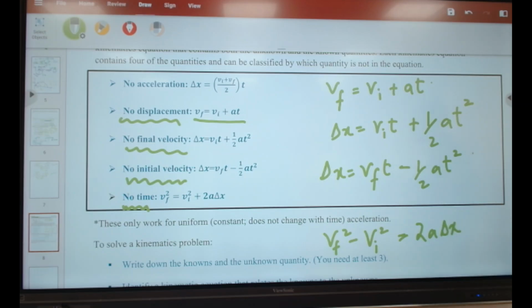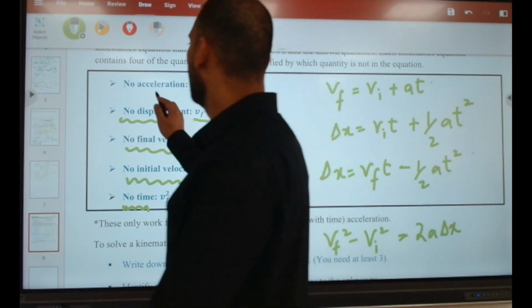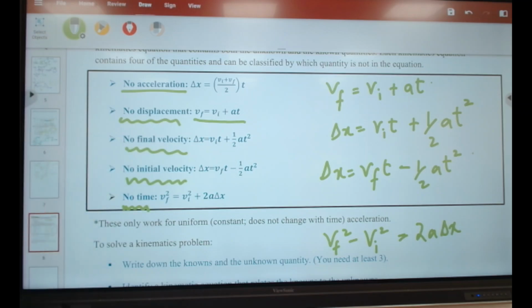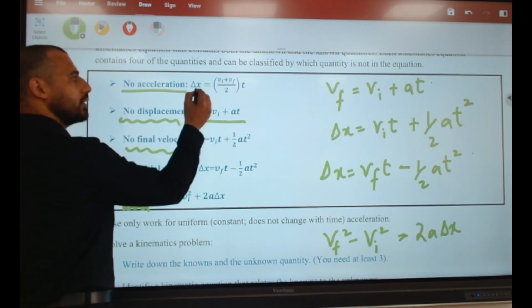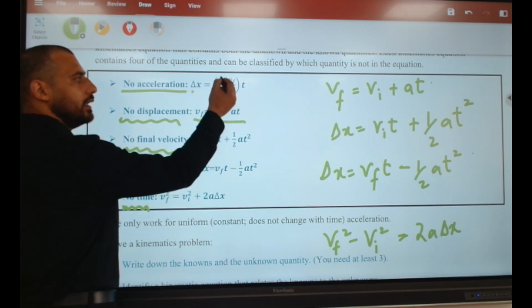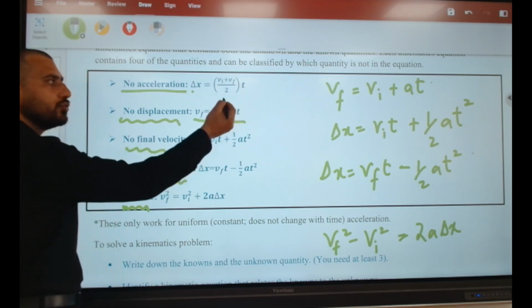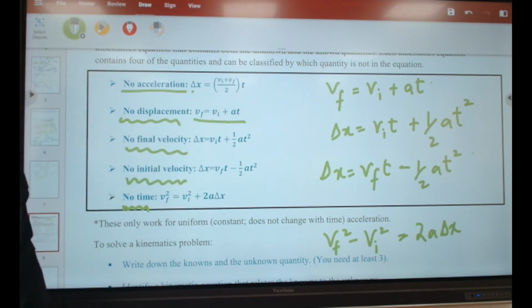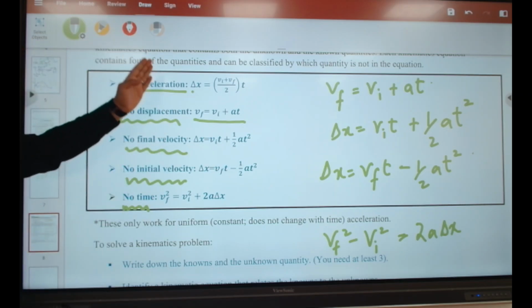Is that okay? And then you have one more modified expression, which is for no acceleration. When the acceleration is not given in the system, then directly you can find the displacement by initial plus final divided by 2, multiplied by the total time. Is that okay? These are the 5 equations. Write these down because we have to solve numericals where these will be used.